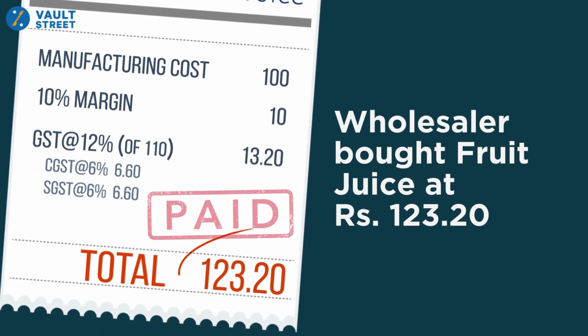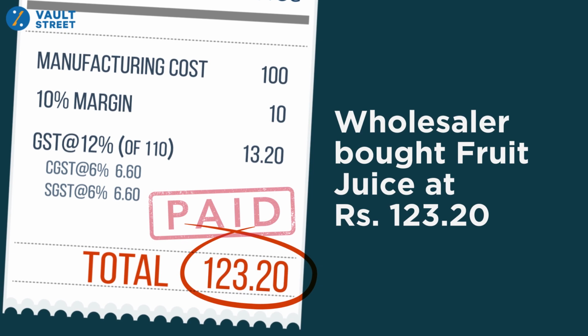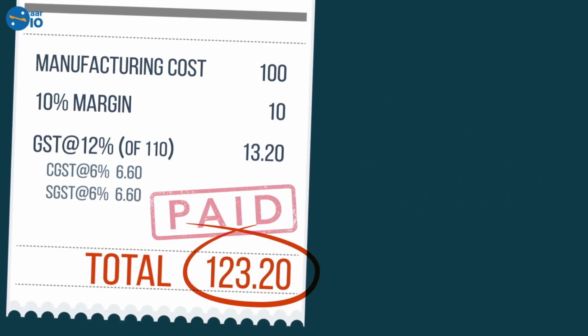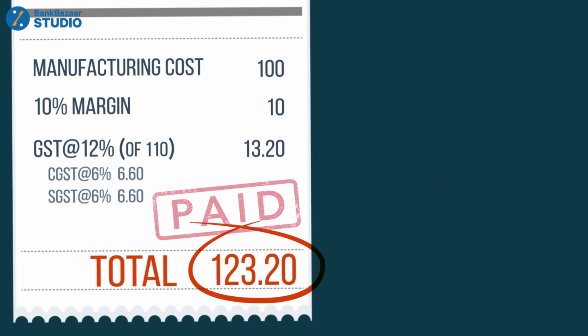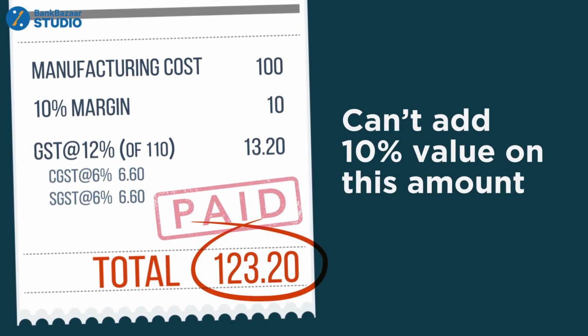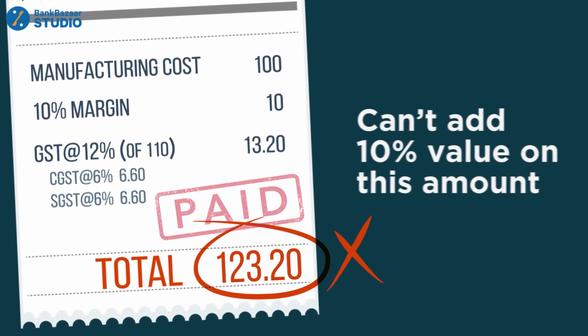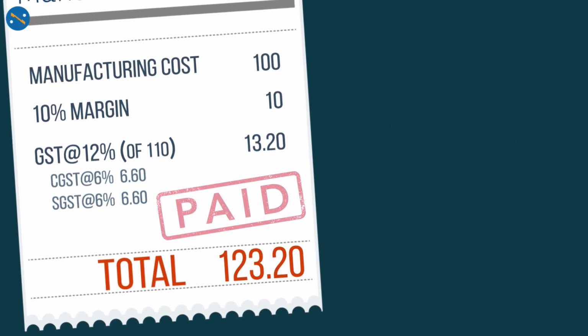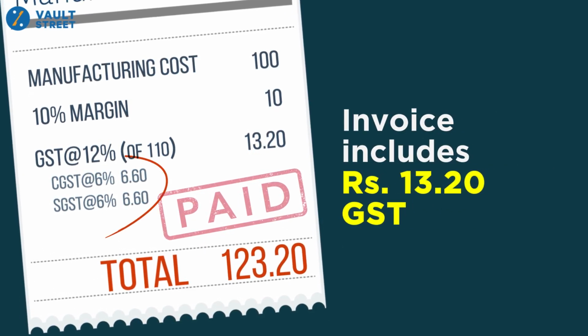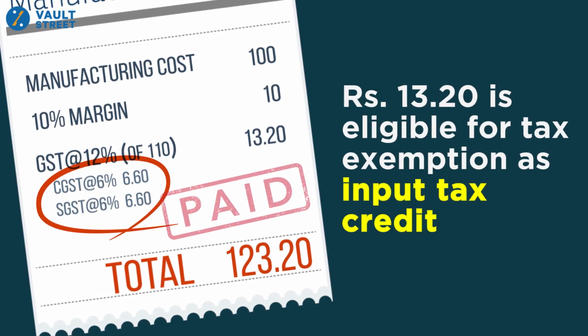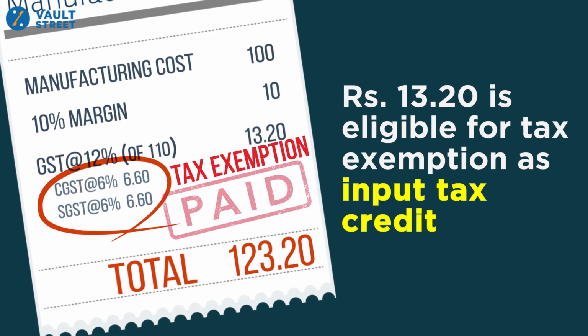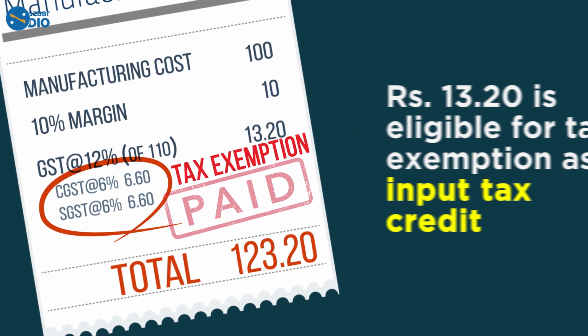The wholesaler has bought the fruit juice at 123 rupees and 20 paise. Now here's the cool part that makes the GST reform so revolutionary. As per the new system, he cannot add 10% value on this amount. Also, while purchasing the fruit juice, the wholesaler's invoice includes 13 rupees as tax. This 13 rupees is eligible for tax exemption from the government as input tax credit.